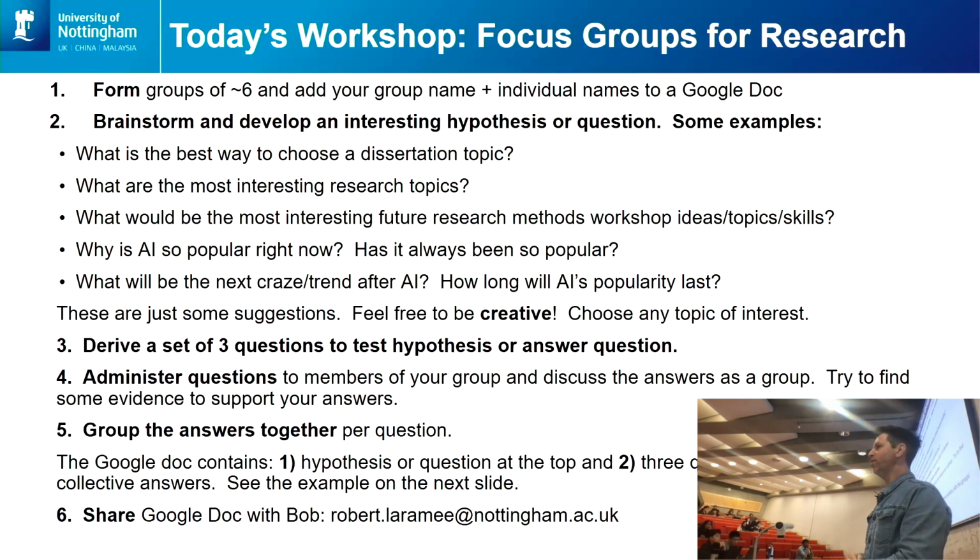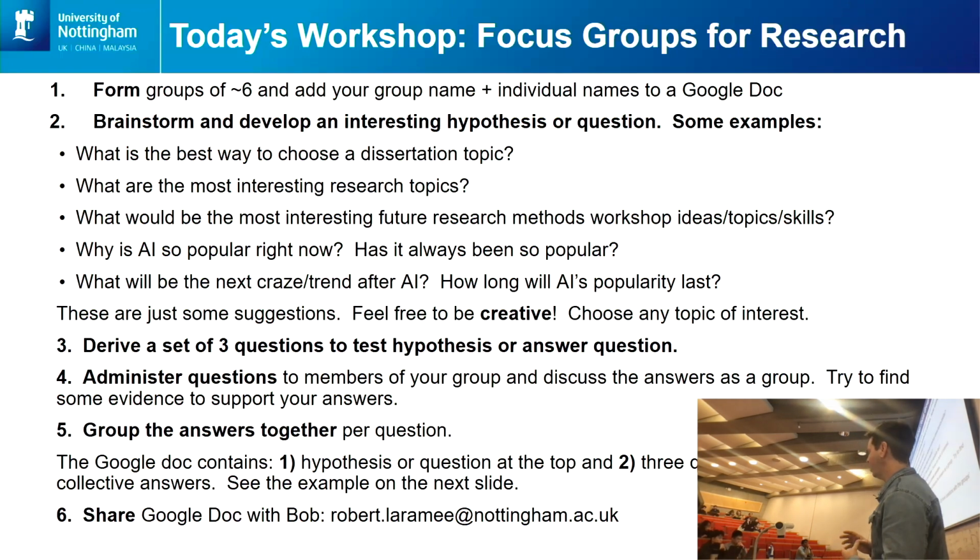These are just boring examples, really boring examples, like: What is the best way to choose a dissertation topic, for example, or what are the most interesting research topics? What would be the most interesting future research methods workshop idea for this module? Why is AI so popular right now? Has it always been so popular? What will be the next craze or trend after AI? How long will AI's popularity last? These are just some suggestions. They're kind of boring. I already know the answers to all those questions anyways, so they're not exciting.